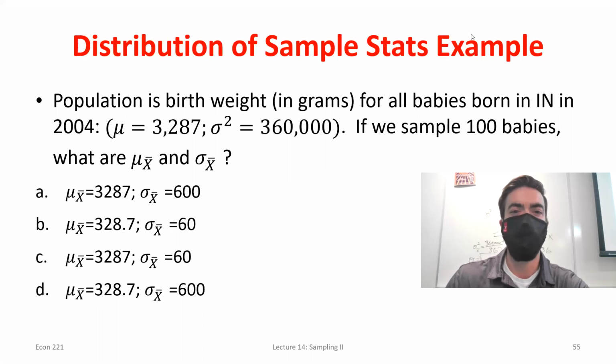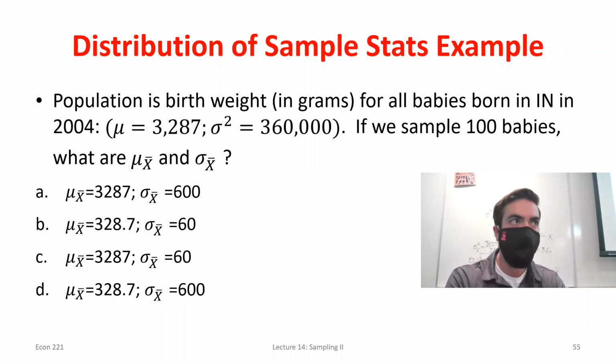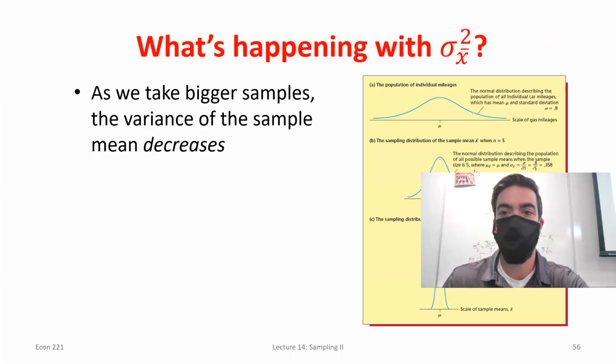Any questions? I'm mostly using this one to get at this idea that if I take a higher sample size, we know the standard deviation will go down, or the variance will go down for my sample means, right? Okay, so here's another visual. I'm going to get rid of myself for a second.